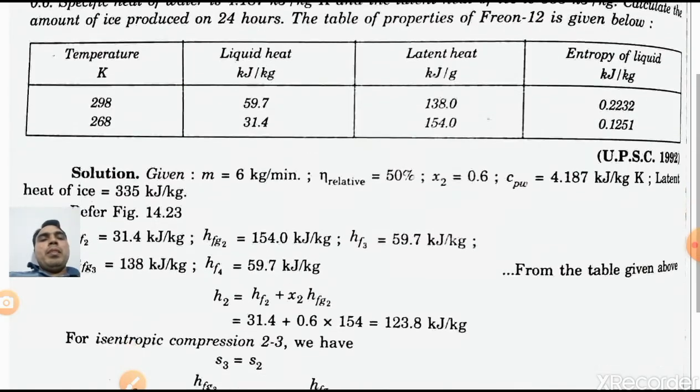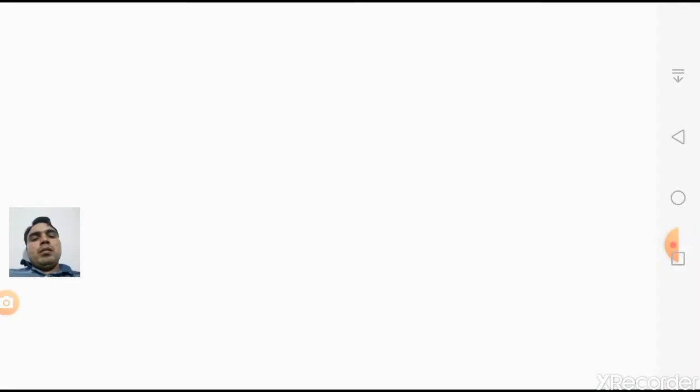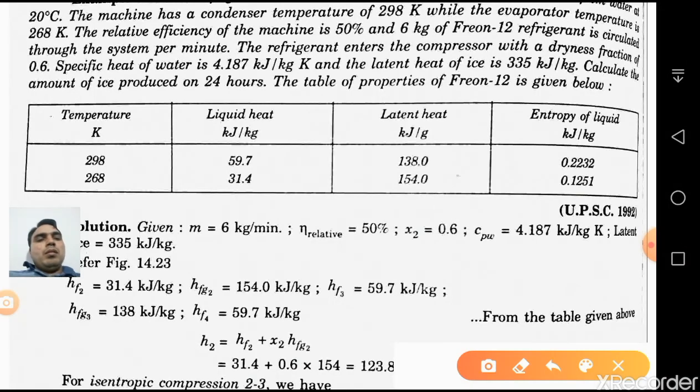This is the table. In it are the temperature, the liquid enthalpy, the latent heat of vaporization, the enthalpy, and the entropy of liquid of the substance that is circulated inside the cycle.